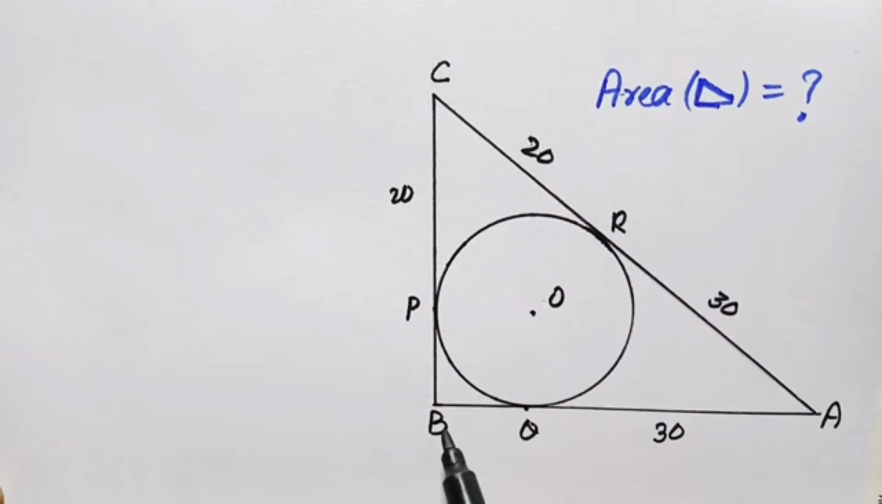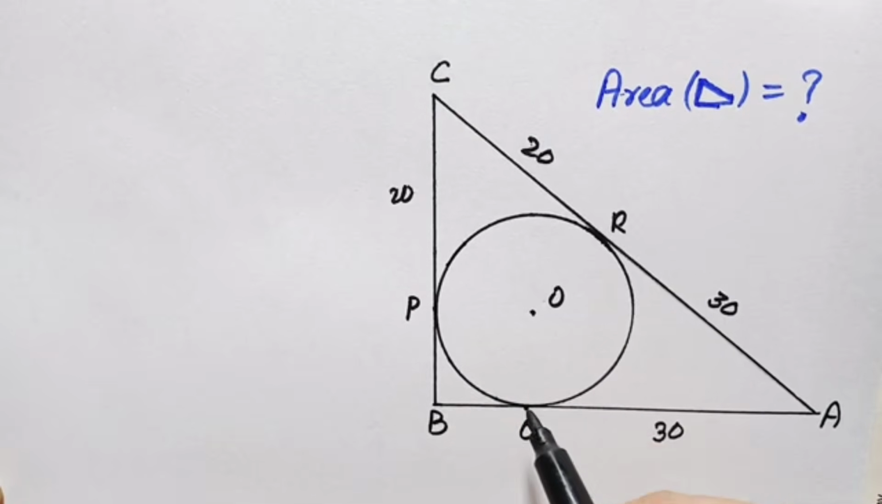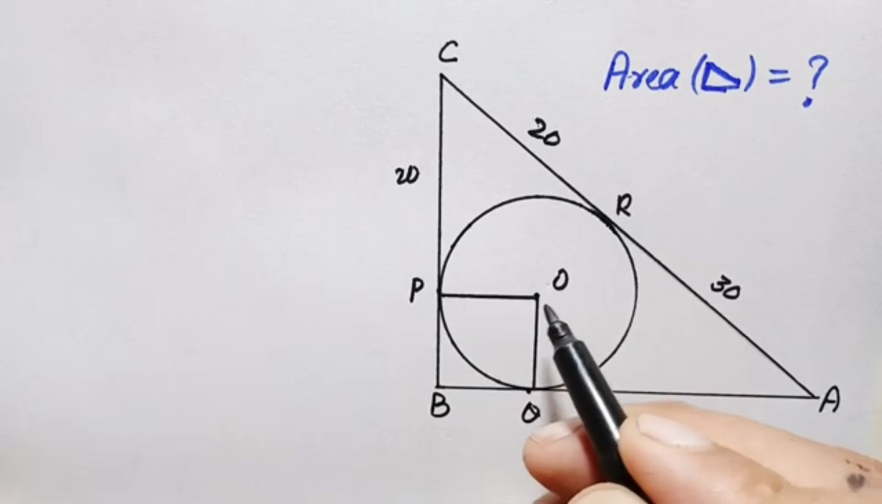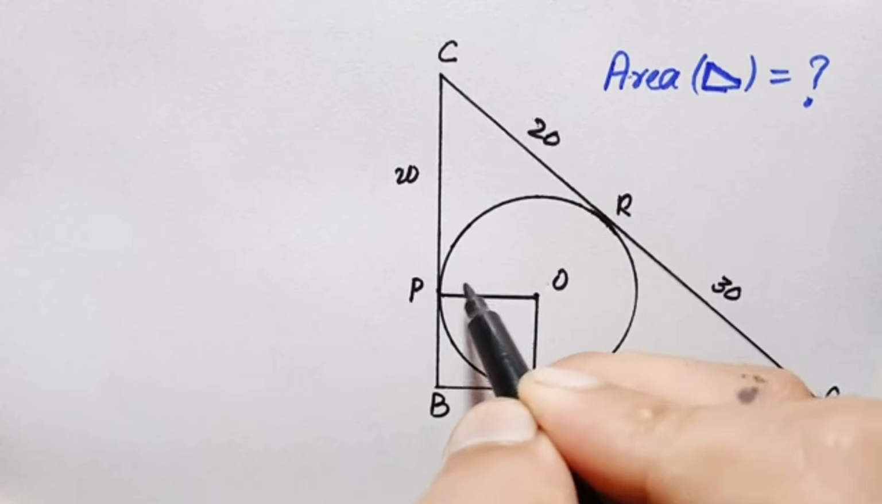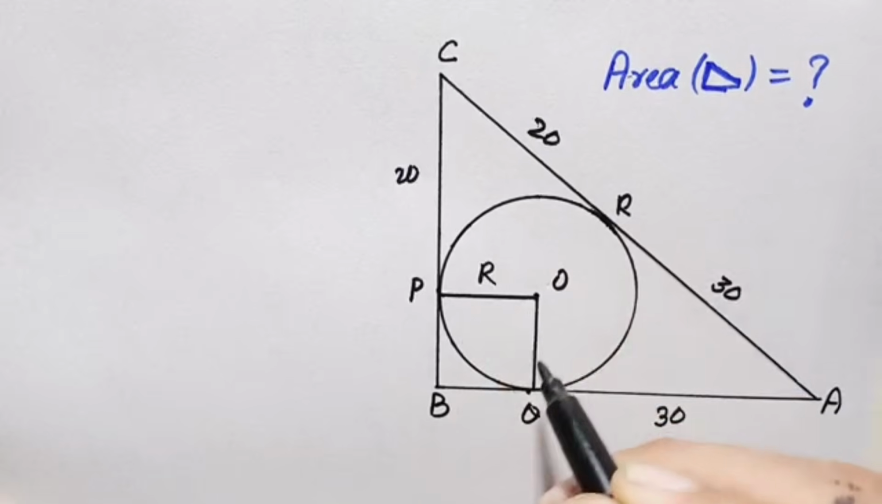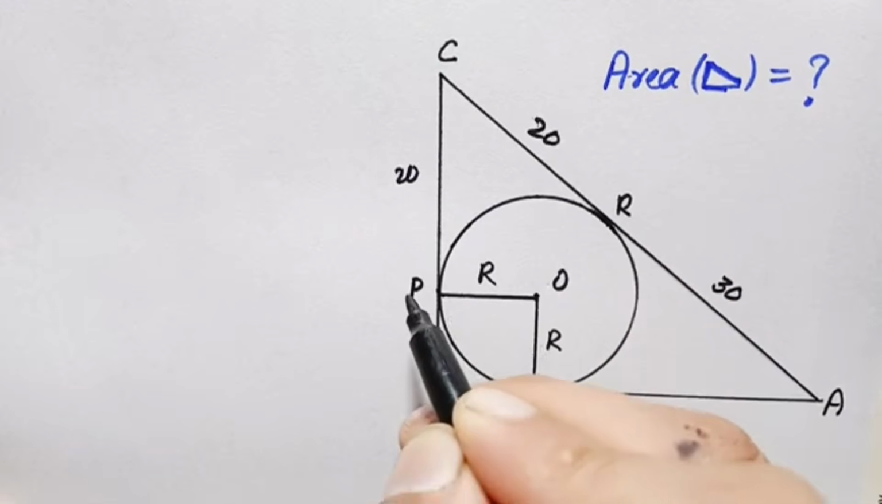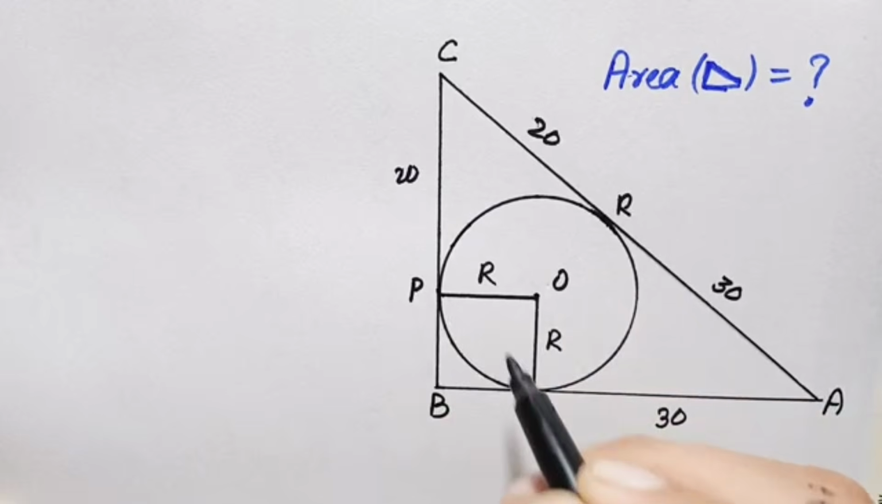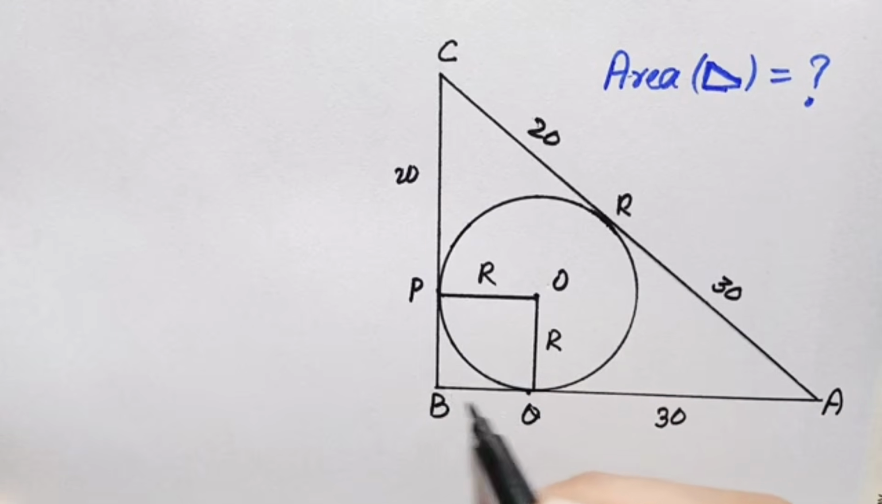Now we will try to find out these two lengths. To do that, we will connect this center O with point P and point Q. After connecting the center with point P and point Q, these sides are the radius of this circle, so this will be R and this will also be R. Look at this figure, POQB. This is like a square, and a square has all sides the same, so these two sides will also be R.